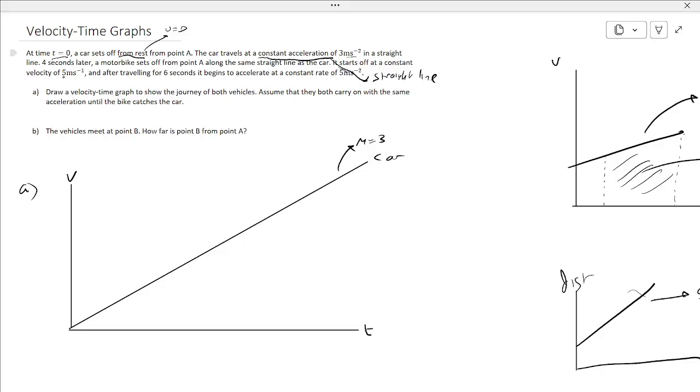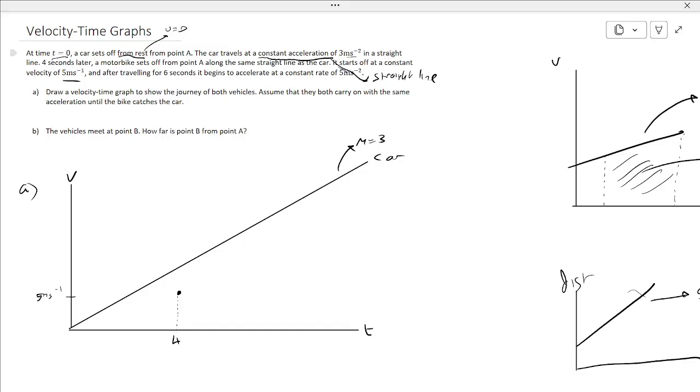Starting off at a constant velocity of 5. So our bike is not going to start from the axis down here, because that would be an initial velocity of 0. We know our initial velocity is actually 5 meters per second here, so my line needs to start from a point which is 5 meters per second at time equals 4.